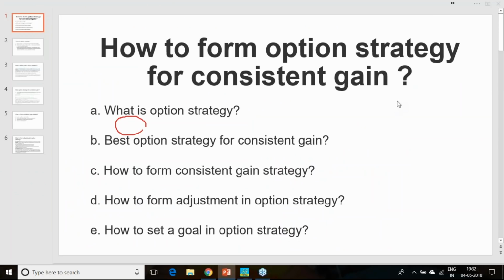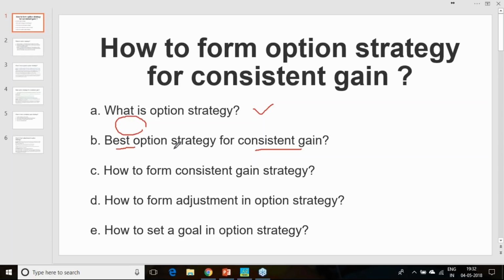Topic outlines are as I have given here. What is the option strategy? Best option strategy for consistent gain. So what are the strategies, combinations we can form so that it should give us consistent gain? How to form that? That is very important. How to form an adjustment?